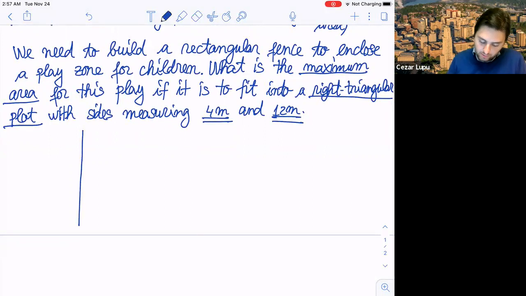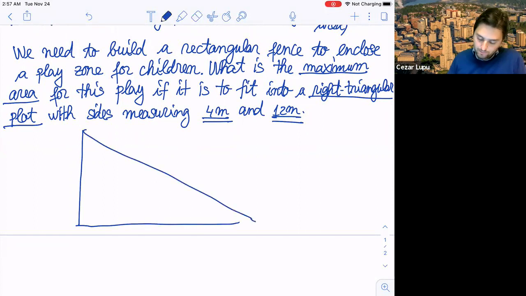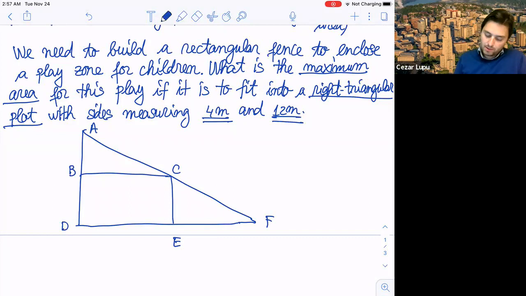In fact, I will just draw it here. I have this. So this is the right triangular plot. Now let's just say here we have A, here we have B, here we have C, and here we have this rectangle, so let's say here we have D, C, E, and here we have F. Okay, and this is the area.